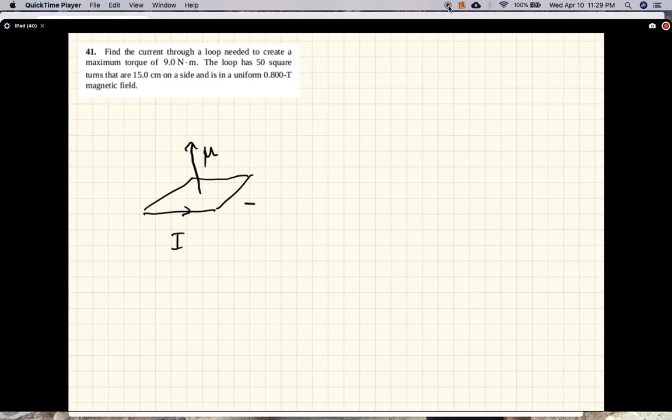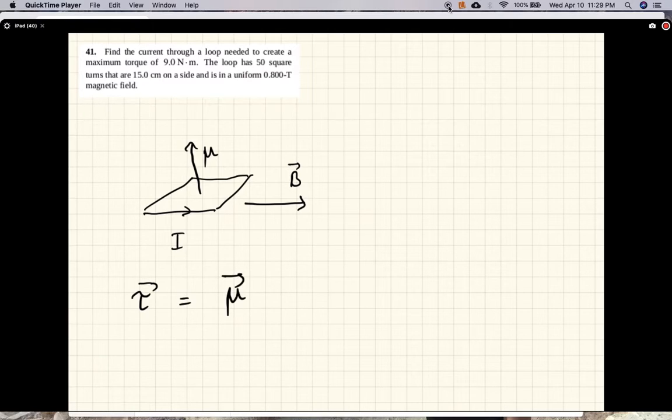Well, I'll tell you this. The torque will be maximum when the magnetic field is in the plane of the loop. So what the loop wants to do is, when you pass the current, the torque wants to turn the magnet, to align the magnet towards the magnetic field.